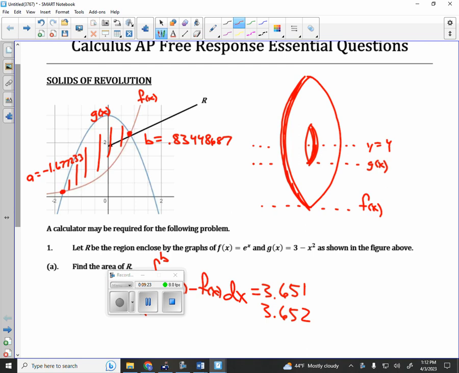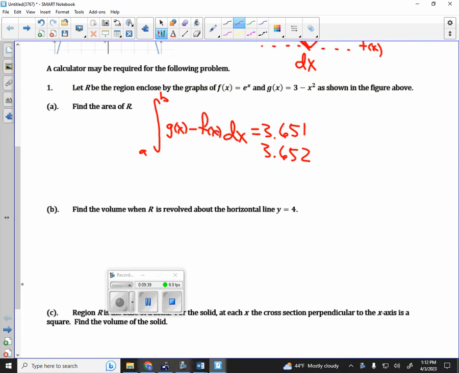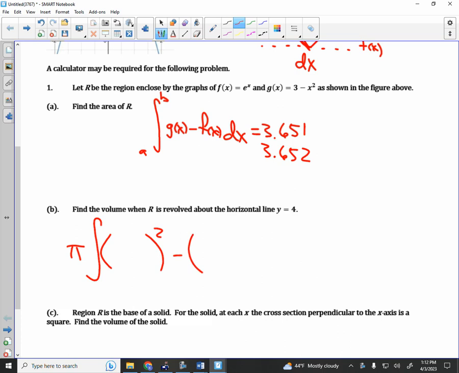And is the width dx or dy? dx. So some of you I've not chastised for not writing your dx, dy. That's coming on the AP exam. They want to see your dx or dy, and they may dock you accordingly. I expect that they will. So as we rotate it, you're going to have pi times big R squared minus little r squared dx.